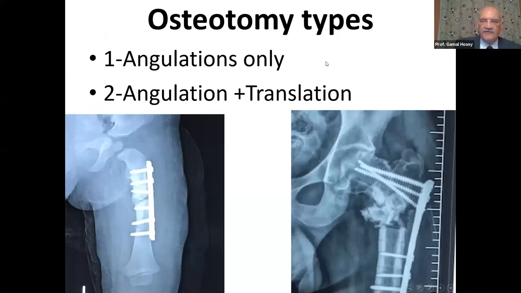There are 2 osteotomy types: angulation only and angulation and translation. In this case, which is osteotomy rule number 1, we have only angulation. You see the angulation here, and normal mechanical axis. But in such a case, we have angulation and the translation. You see the medial translation. So osteotomy rule number 1, we have angulation only. Osteotomy rule number 2, we have angulation and translation.